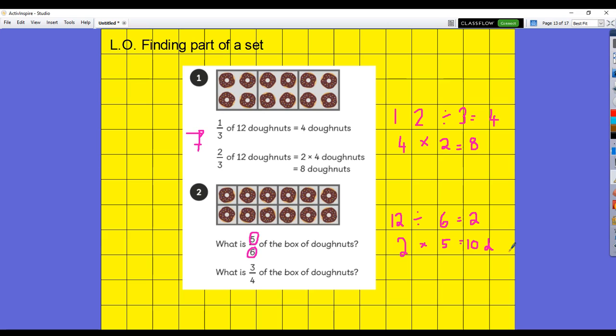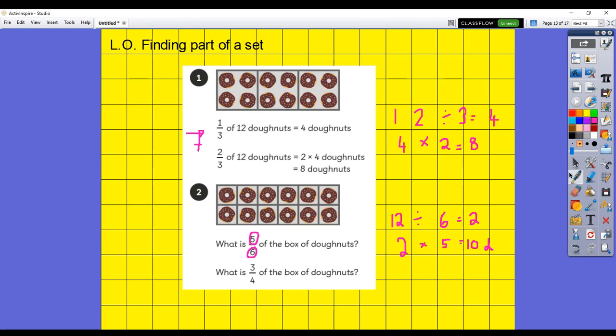I was going to put a D there. Okay, now it says, what is 3/4 of the box of donuts? Okay, so exactly the same again. Let me change my colour. Can you remember the steps?